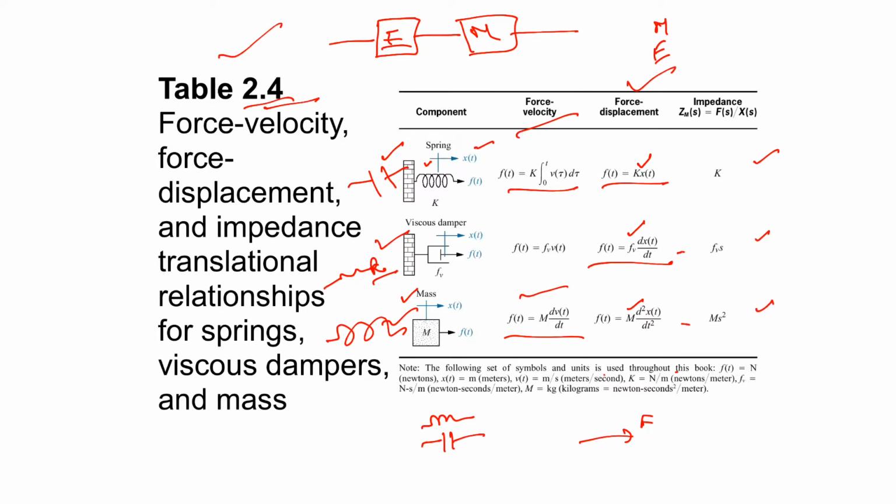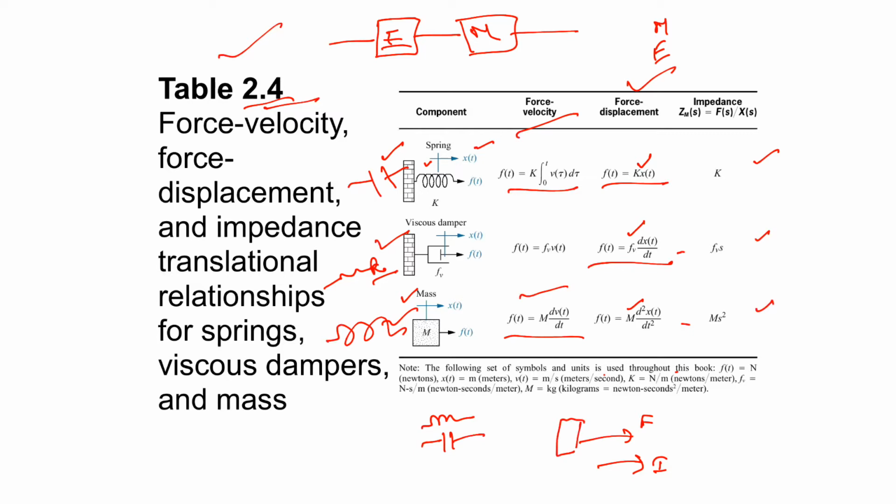This assumed motion is similar to the current direction in the case of an electrical network. Using the assumed direction of positive motion, we draw a free body diagram. A free body diagram represents all the forces that act on the body, either in the direction of the motion or opposite to it.